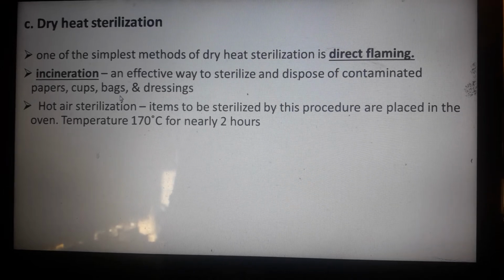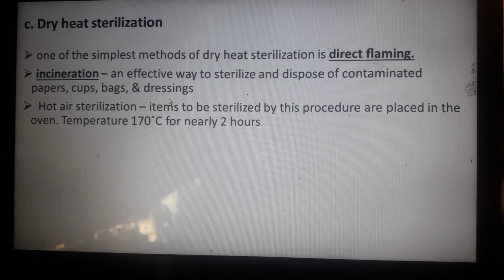So dry heat. One of the simplest methods of dry heat is direct flaming. That's why, in our laboratory, we have to flame the inoculating loop or wire loop, okay, to prevent contamination. Incineration is a way to sterilize and dispose of contaminated paper bags, cups, bags, and dressings.